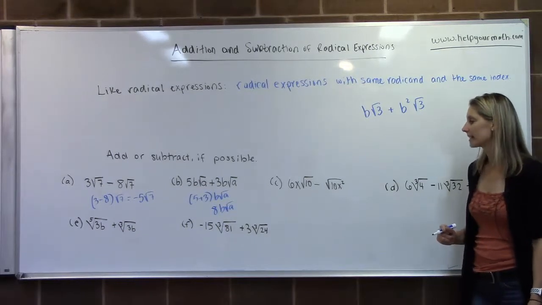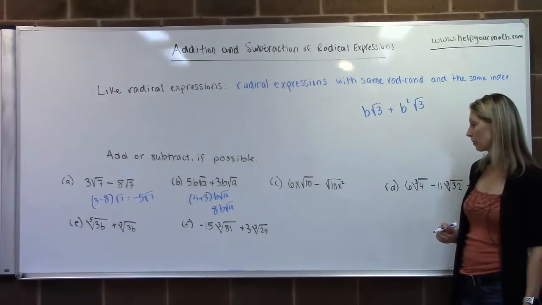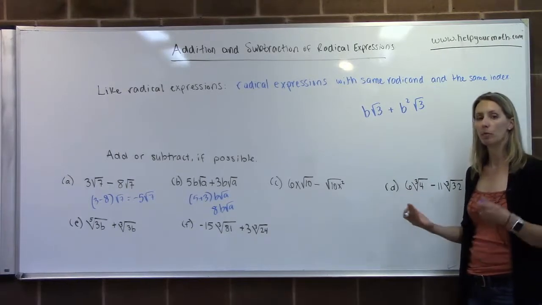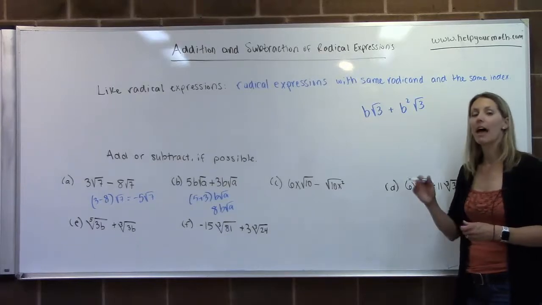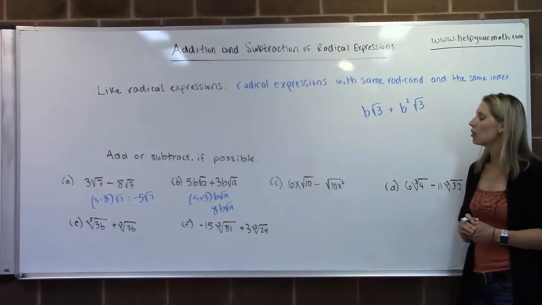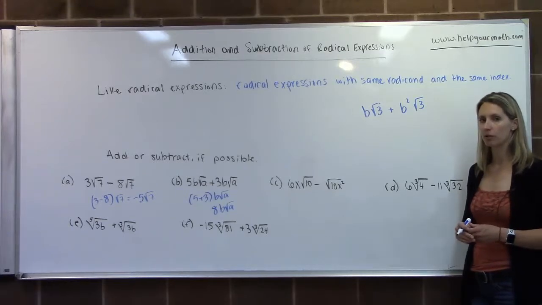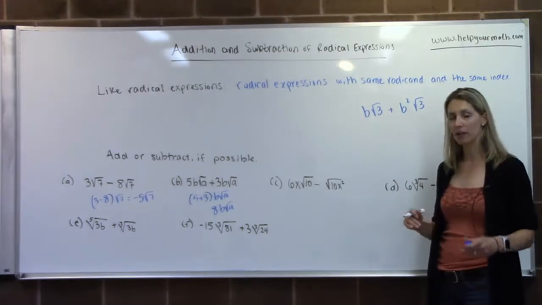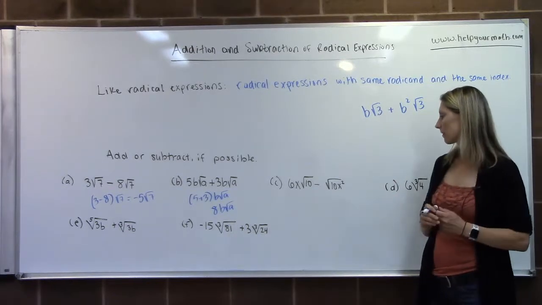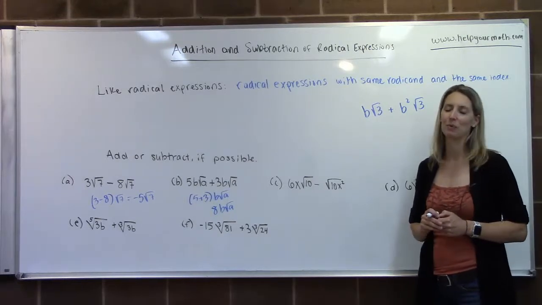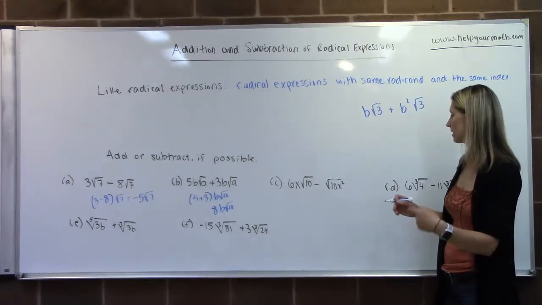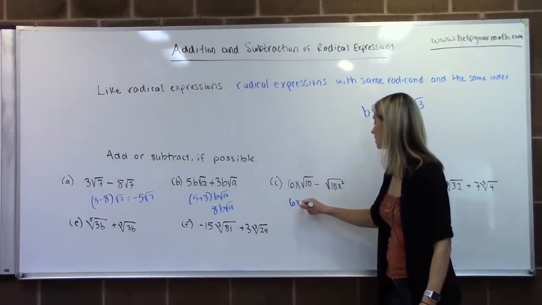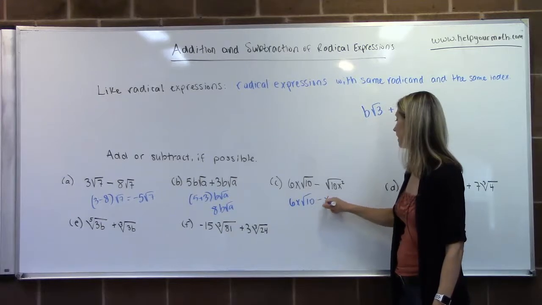Letter C, we have 6x times radical 10 minus the square root of 10x squared. Right now, they are not like radicals. What we might need to do is see if we can simplify one or both and then see if they become like radicals. The square root of 10 does not have any perfect square factors besides 1, so we can't simplify this at all. But in 10x squared, x squared is a perfect square, and its root is x. So we're going to take the square root of x squared and pull an x out of the radical. So it's going to give us 6x radical 10 minus x radical 10.